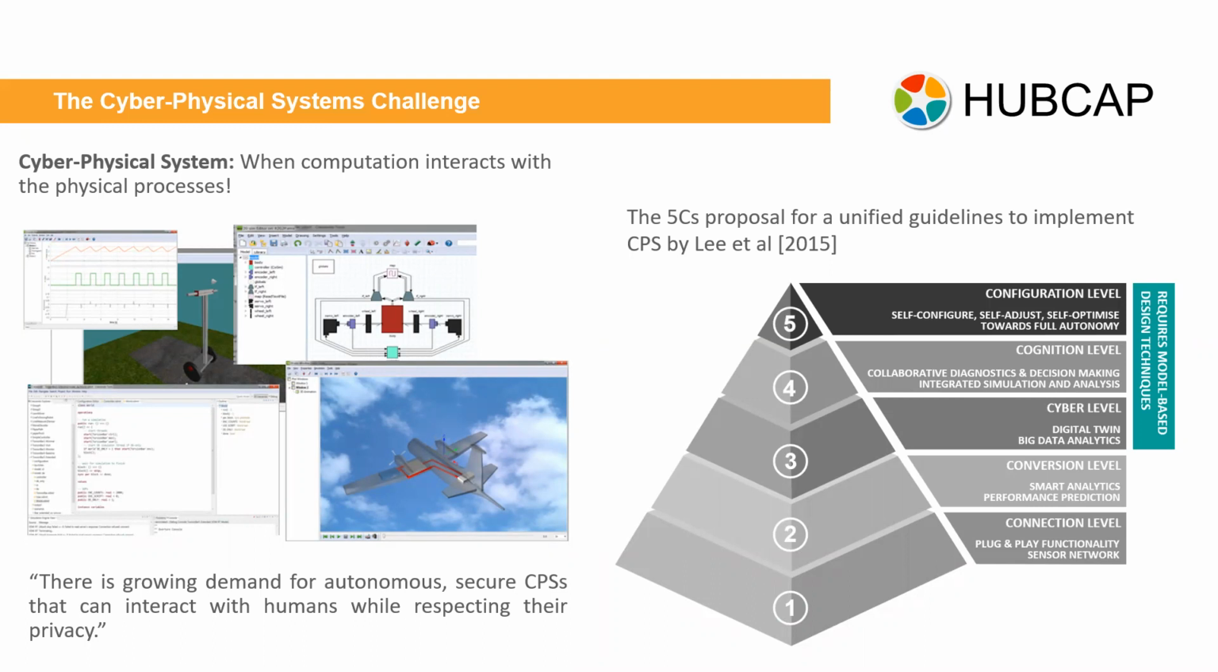We adopt the architecture proposed by Lee et al. in 2015, because it defines this layered approach to smartness in terms of implementing your cyber physical system. Nowadays it is quite common for a cyber physical system to come with some kind of connection to some network, some kind of plug and play functionality.